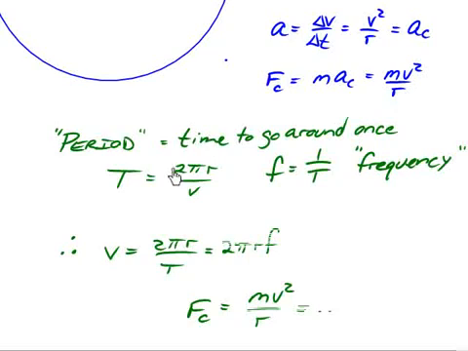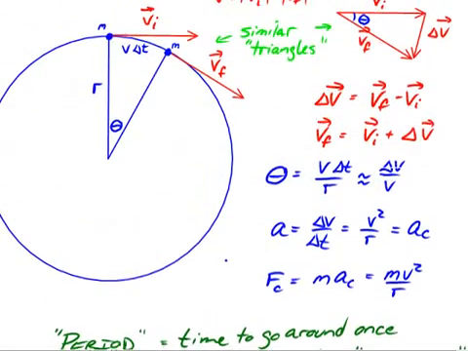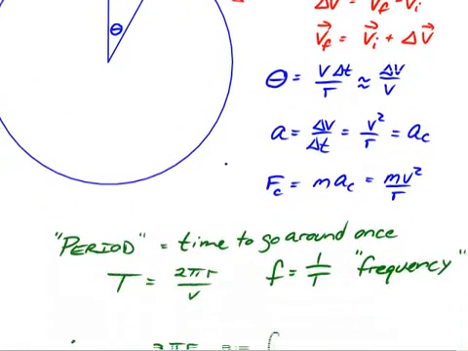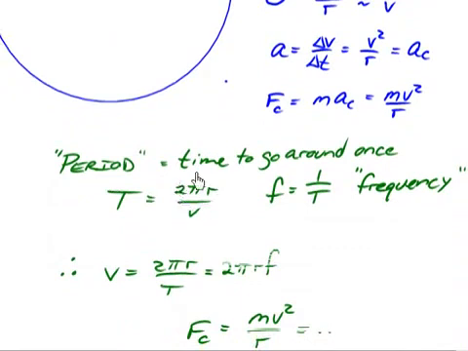And so time is distance over speed. And so the distance to go around the circle is the circumference of the circle, 2 pi r. And so the distance, 2 pi r, divided by v, gives you the period. Now, the other variable we're going to introduce here is f, the frequency. Frequency is the inverse of the period, 1 over T.